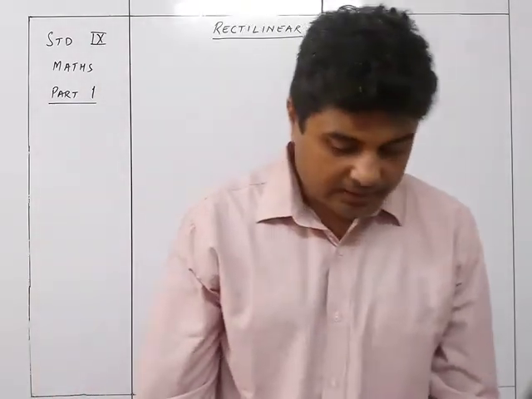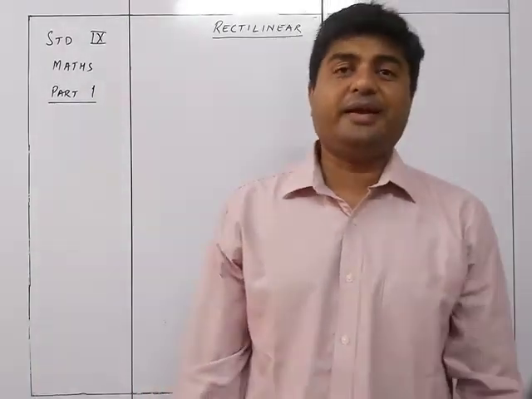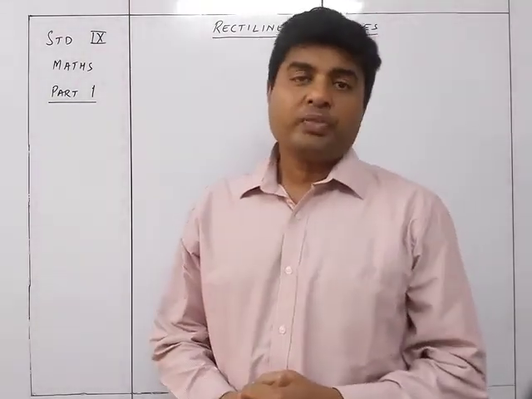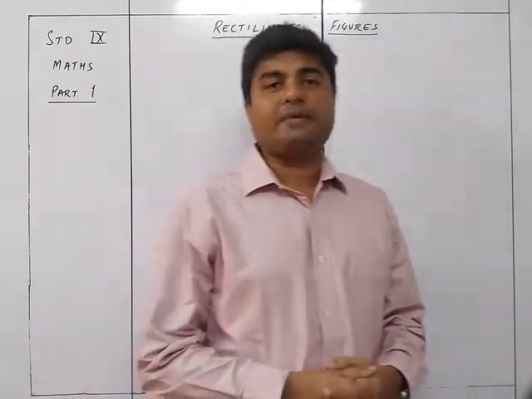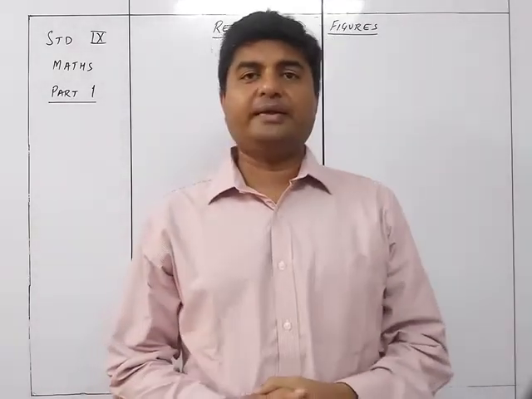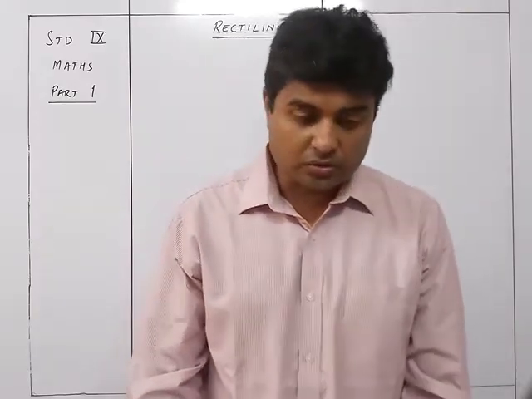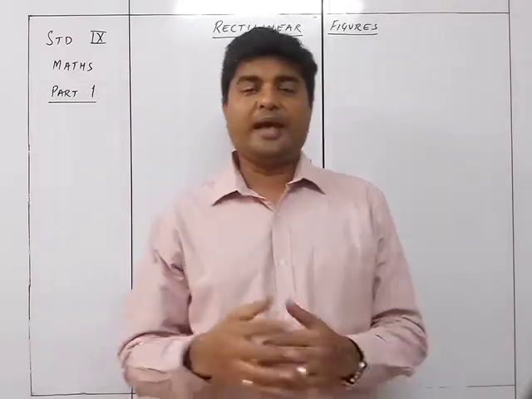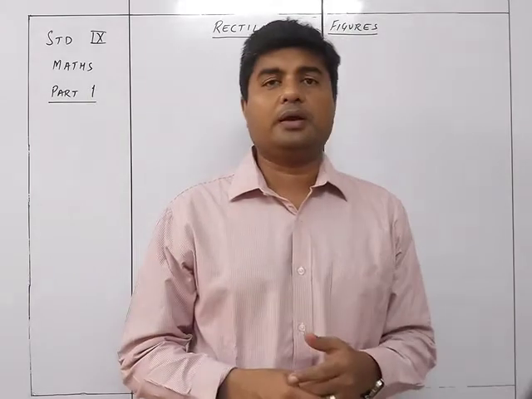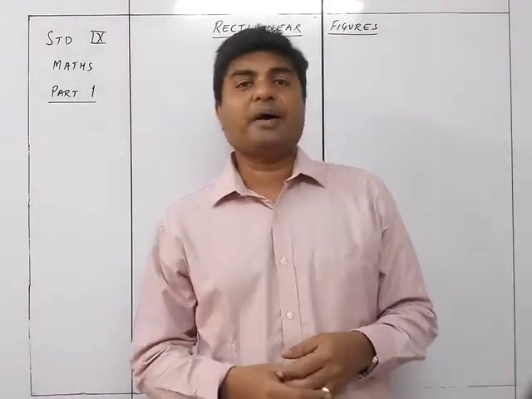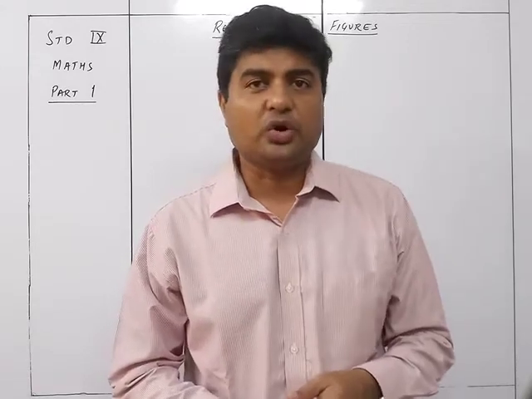Hello everybody. Today we start with a new chapter in standard 9th ICSE, that is Rectilinear Figures. The chapter is divided into two parts. One is about the properties of the different quadrilaterals, and you will be having the proof of the quadrilateral related questions. And the second part is about the construction of quadrilaterals.